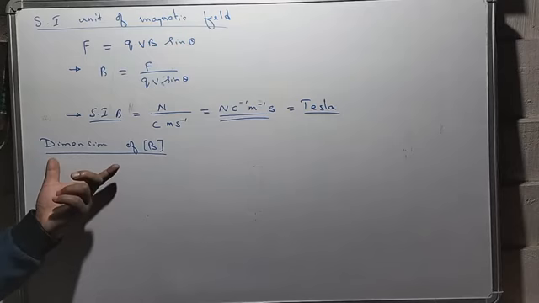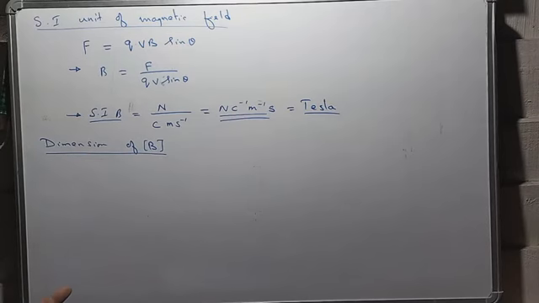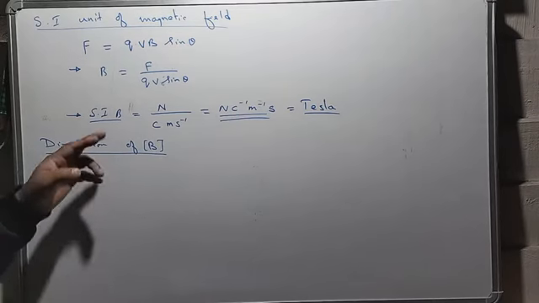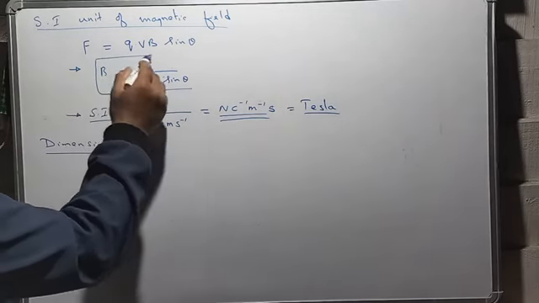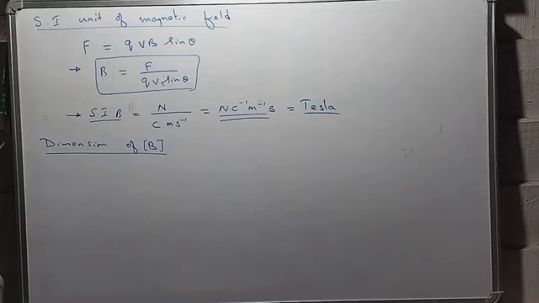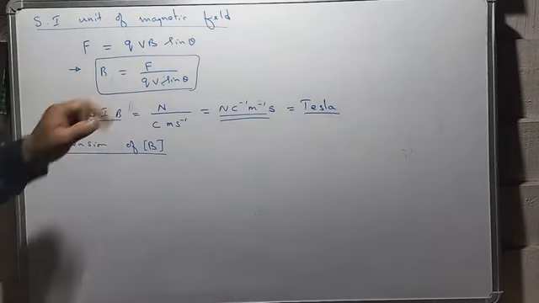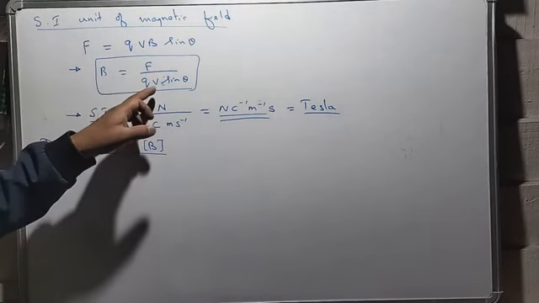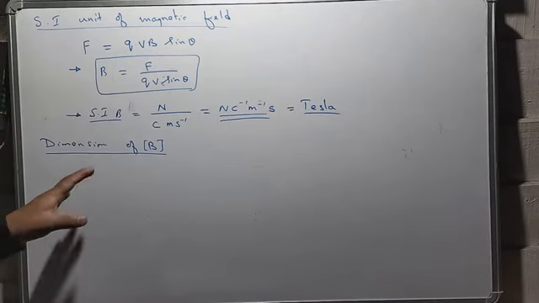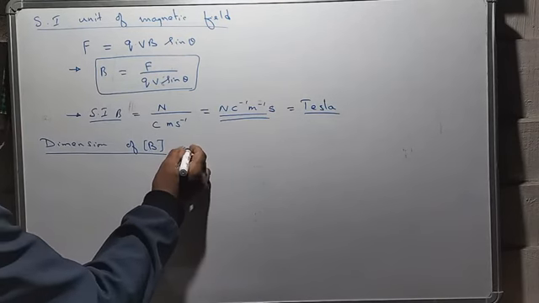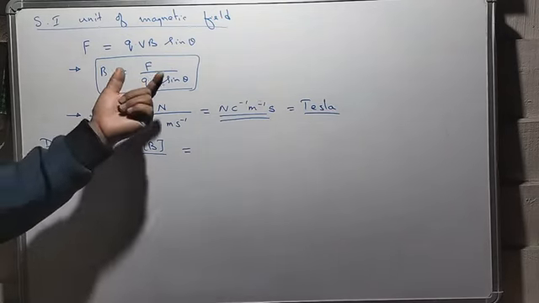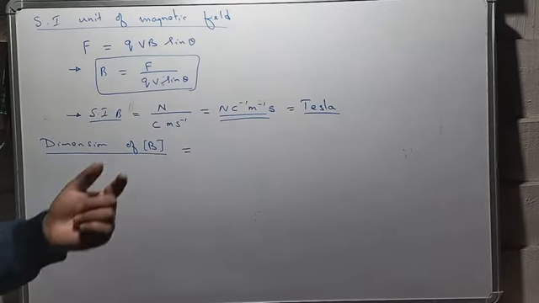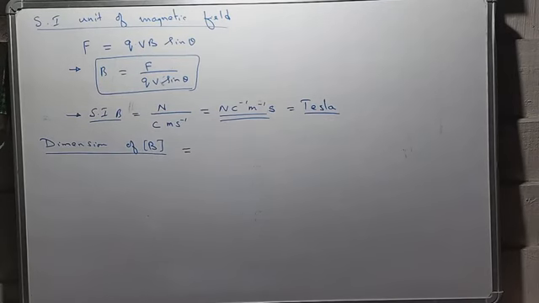This is about the dimensions of magnetic field. Similarly, for the dimensions of magnetic field, you can find that dimension using this equation. By substituting the dimensions of force, the dimension of charge, and the dimensions of velocity, you will get the dimensions of magnetic field. I will just write down the result here; the calculation part, how you get that result, you can do as homework.